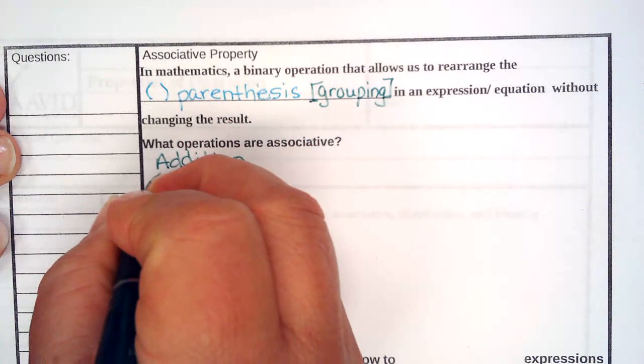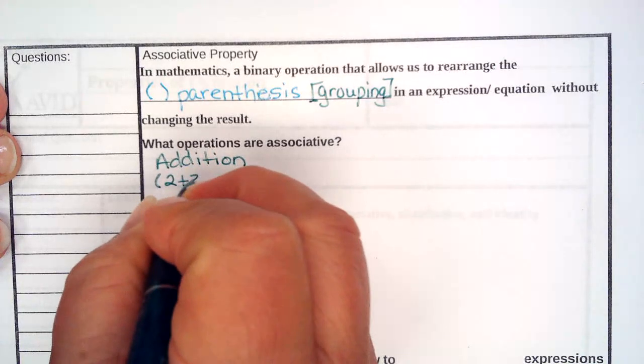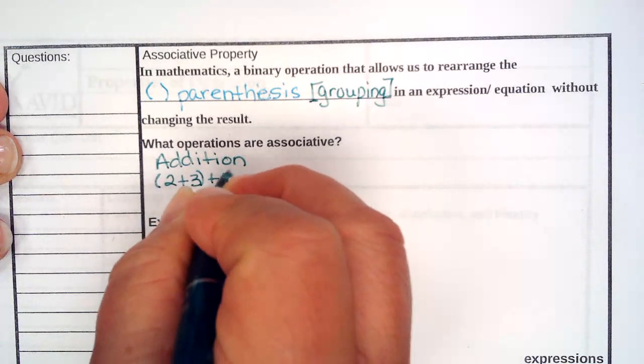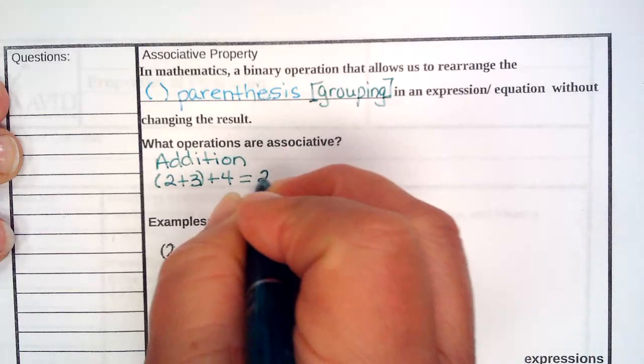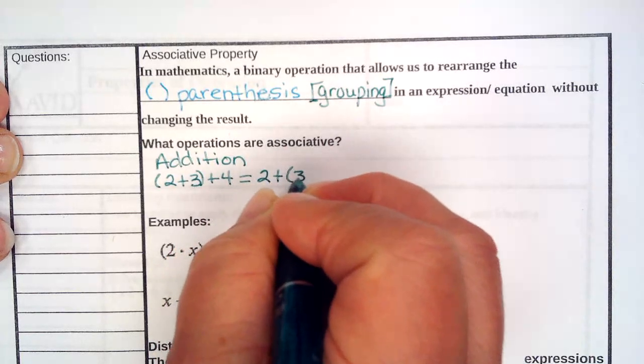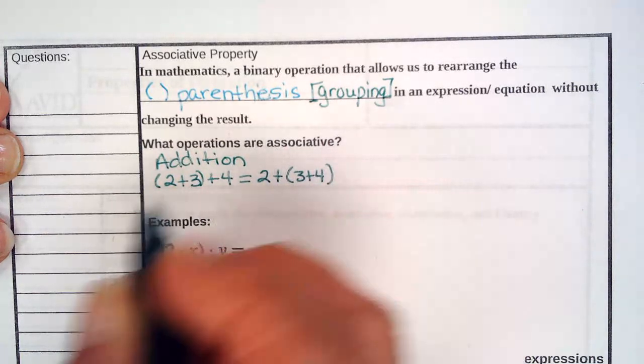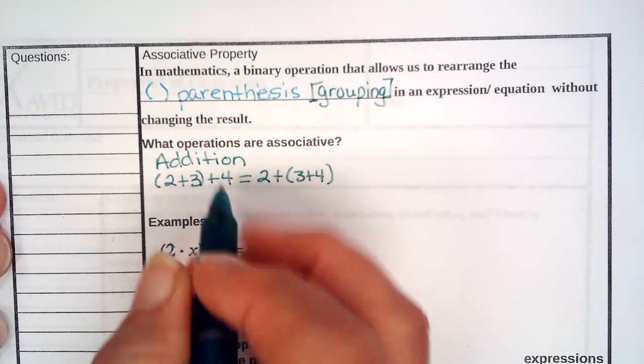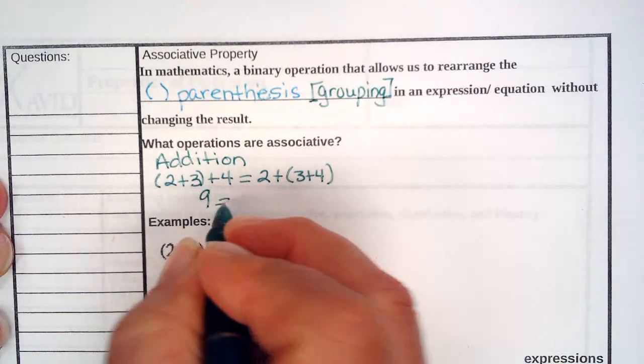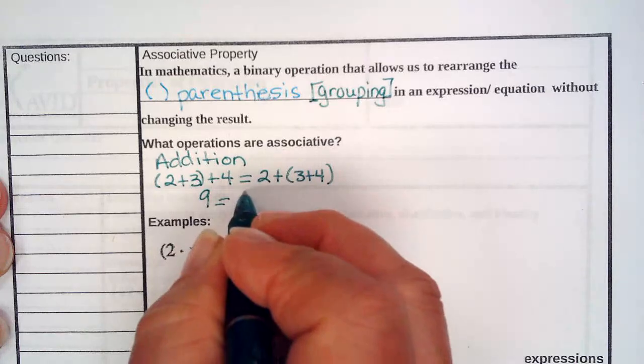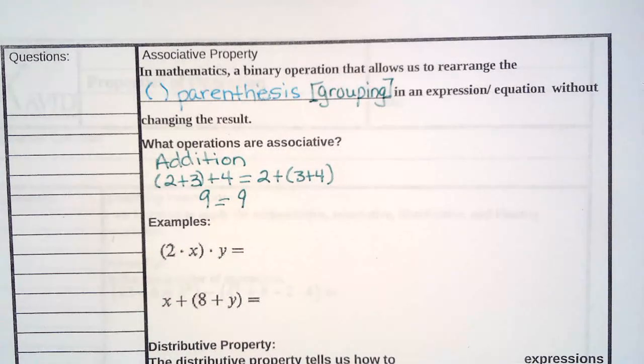We know that if I have 2 plus 3 plus 4, it will equal 2 plus 3 plus 4, regrouped. 5 plus 4 is 9. 2 plus 7 is 9. 9 equals 9, so yes, it is associative.